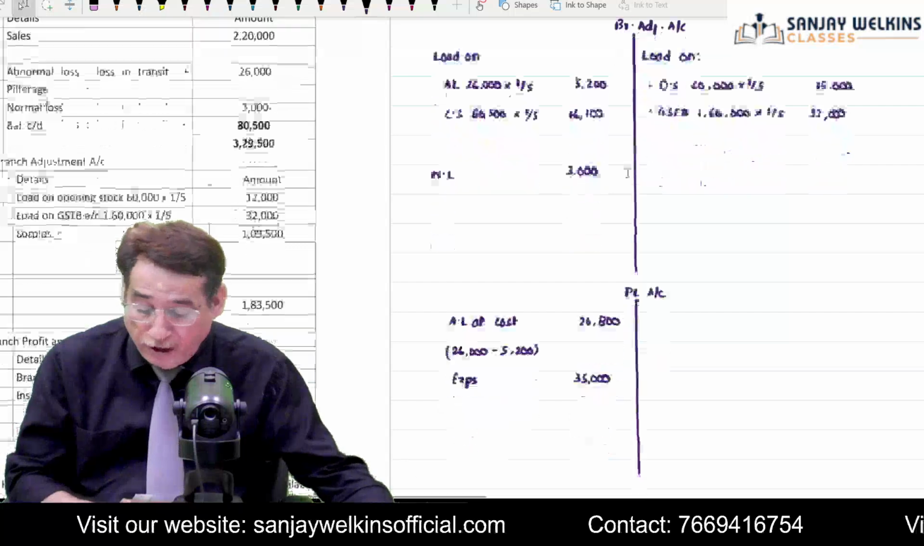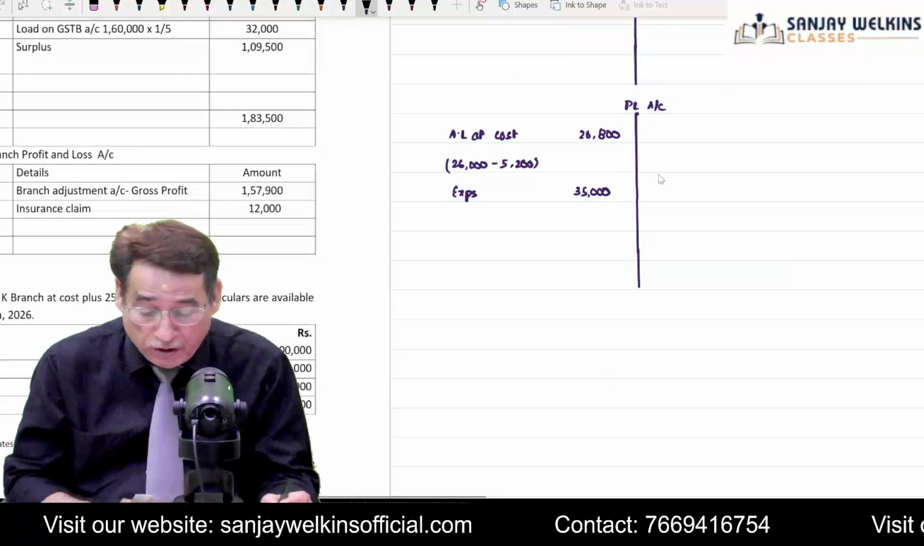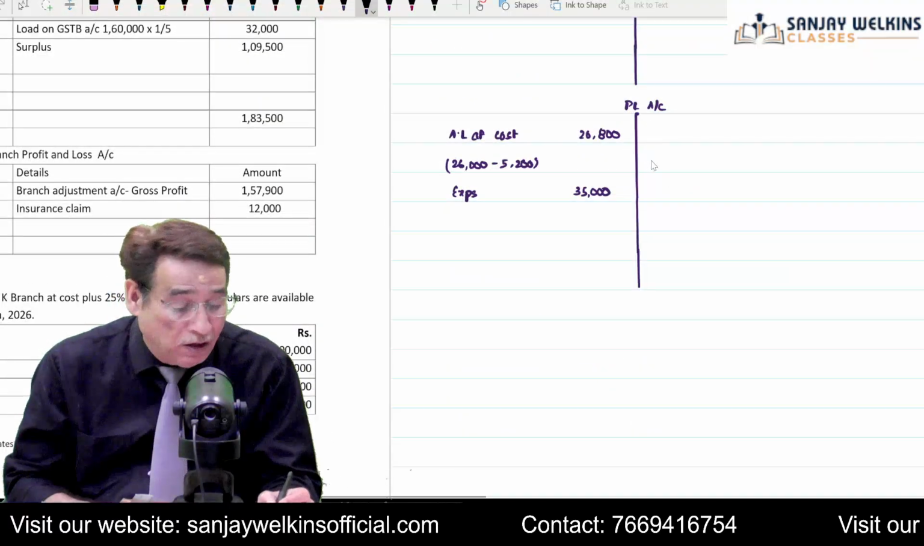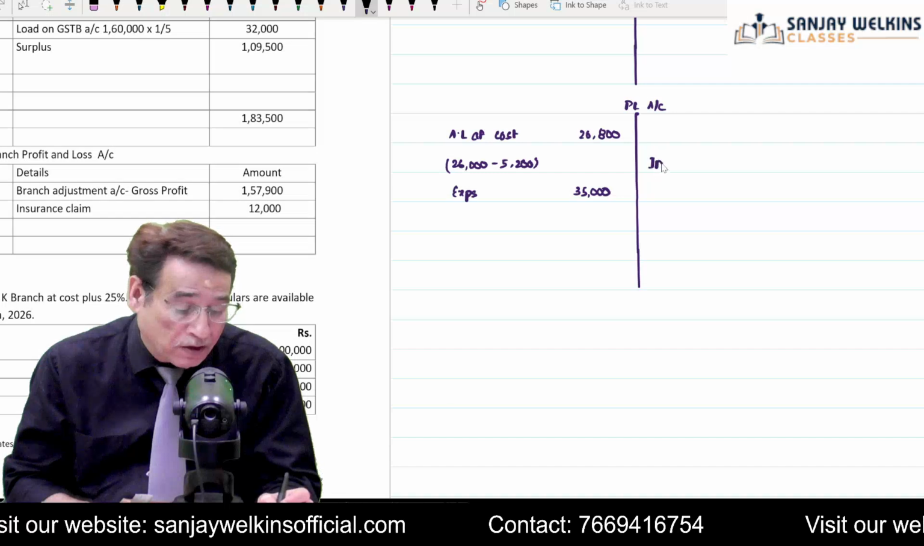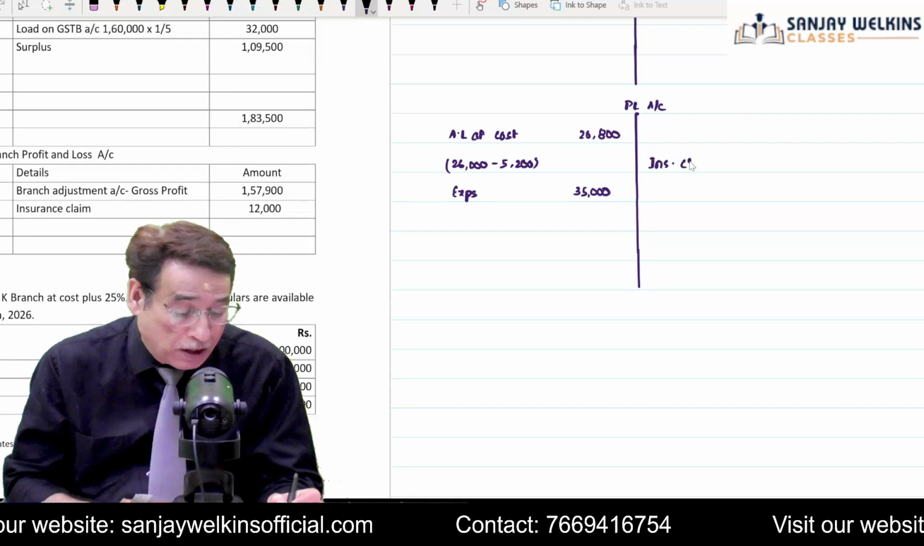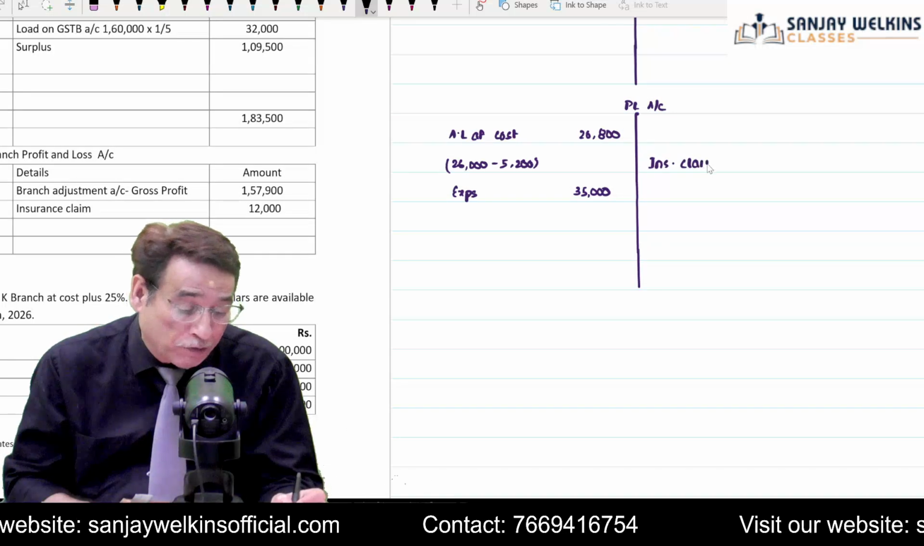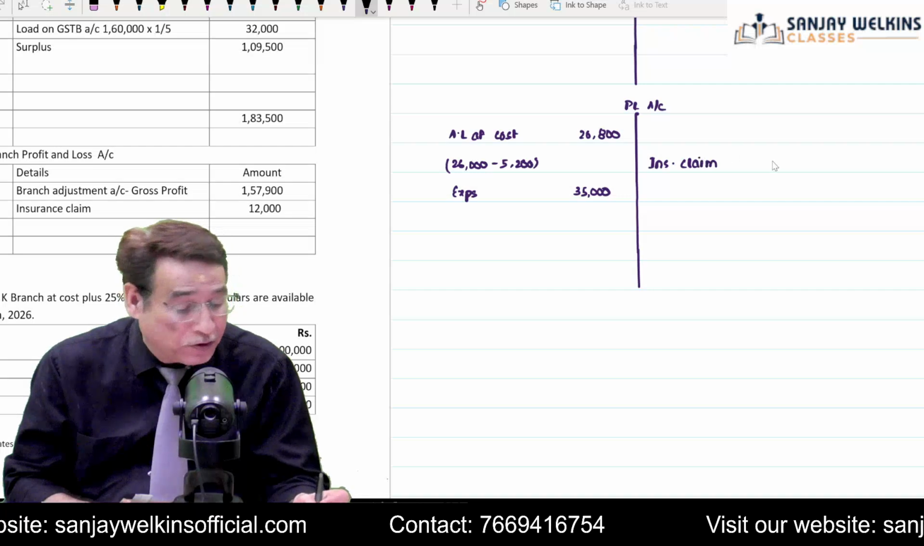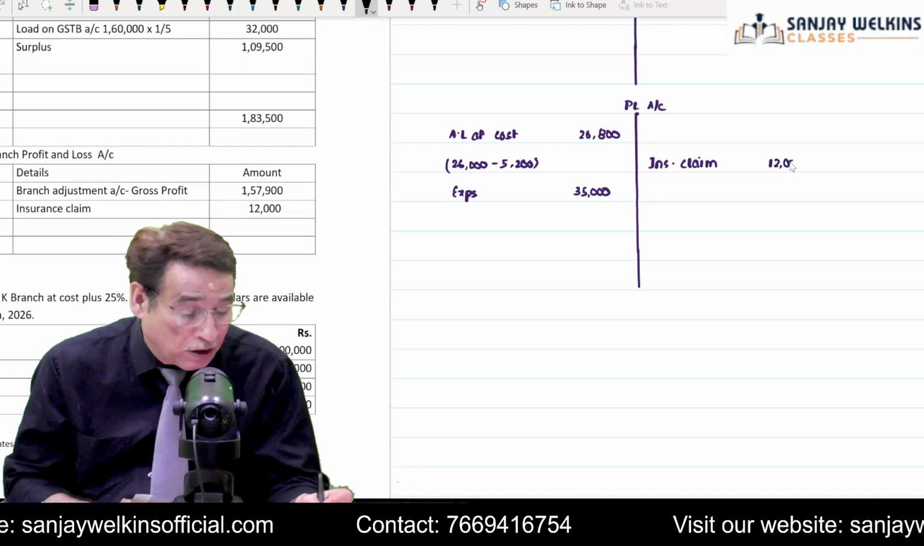And then finally we are being given recovered from insurance company for loss in transit. So instead of writing insurance claim, you can also write insurance company, because this much amount you are supposed to recover from the insurance company, 12,000.